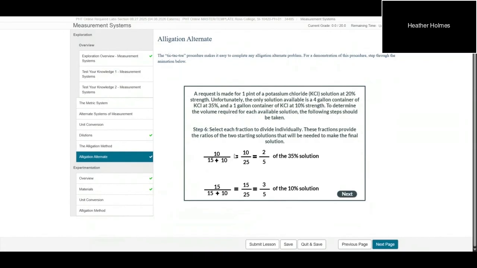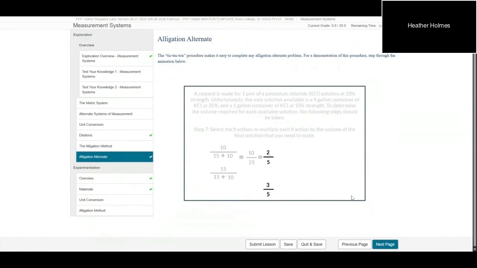So once you write it out, it'd be the 10 over 25, and you reduce it to as low as you can get, which would be 2 over 5, and that's for the 35% solution. And for the next one, it would be 15 over 25, and when you reduce that, it would be 3/5 of the 10% solution.